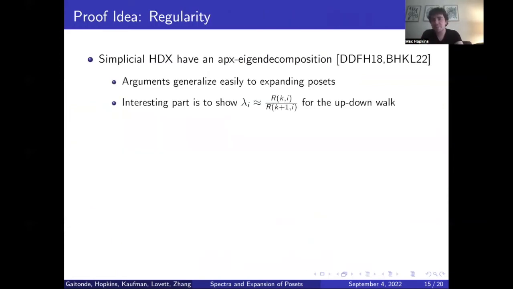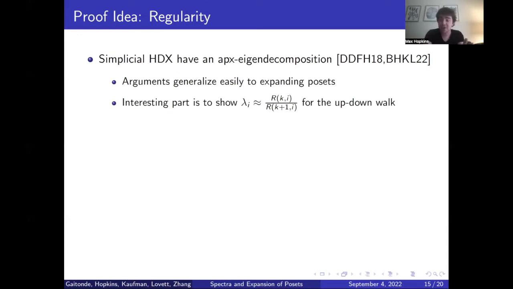Okay, so to actually apply this to expanding posets, you have to prove that they have an approximate eigendecomposition. This has long been known, at least in some reasonable sense, for simplicial high-dimensional expanders, originally in the work of Dikstein, Dinur, Filmus, and Harsha, and formalized a little bit more in our previous work with Bafna. The arguments are basically the same. They generalize pretty easily to expanding posets. Actually, the more interesting part is to compute the approximate eigenvalue, to show how it actually scales and is controlled by the regularity of the underlying poset.